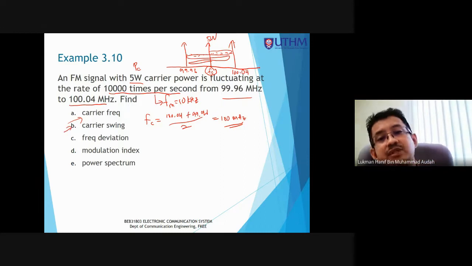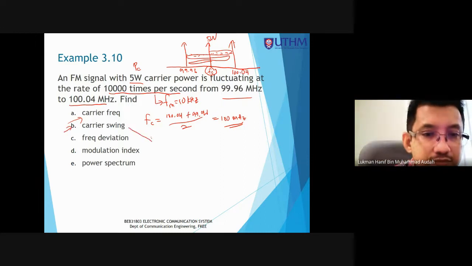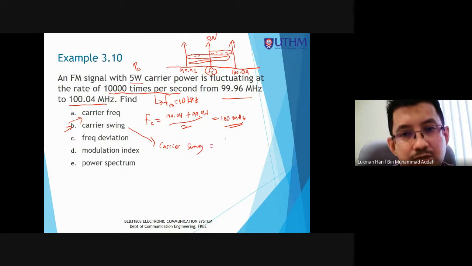Carrier swing. So carrier swing is equal to the range of the oscillation from 100.04 minus 99.96. So here would be 80 kilohertz.